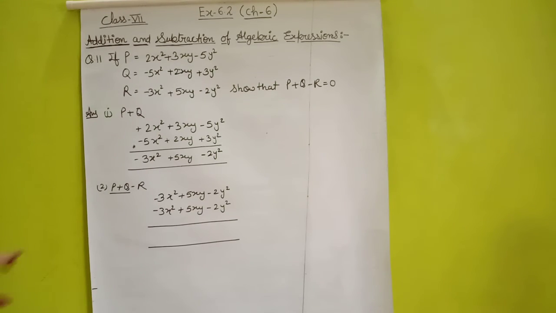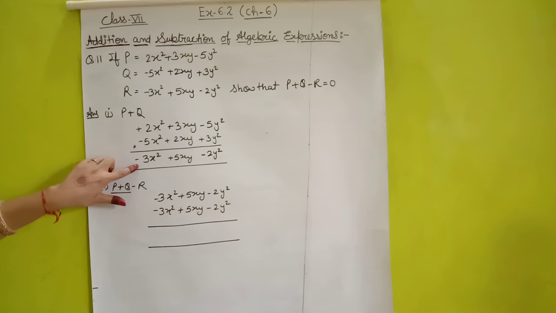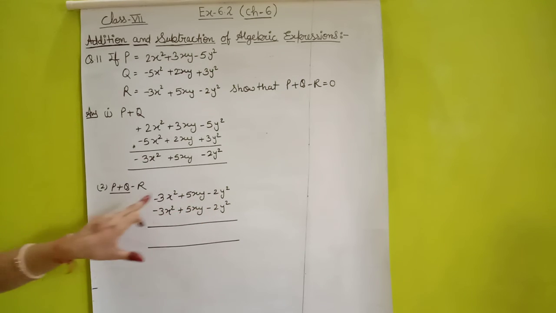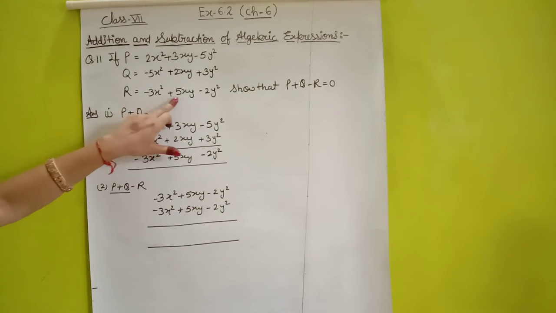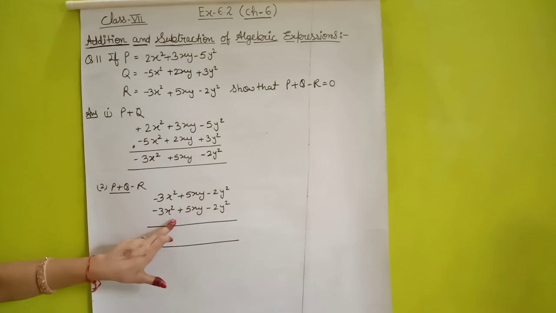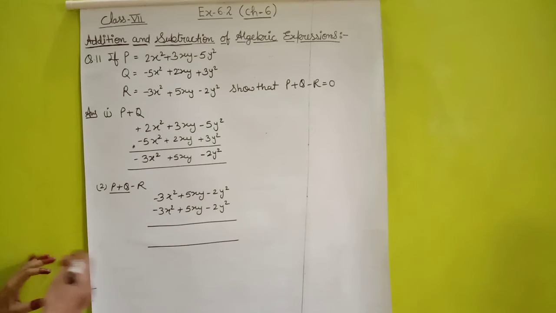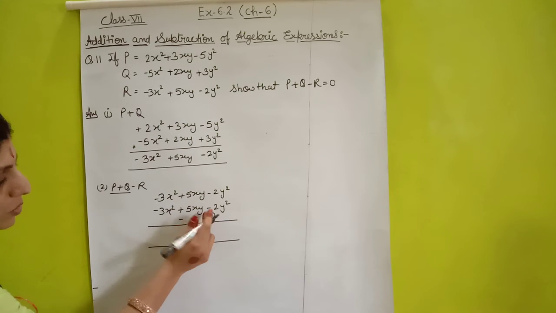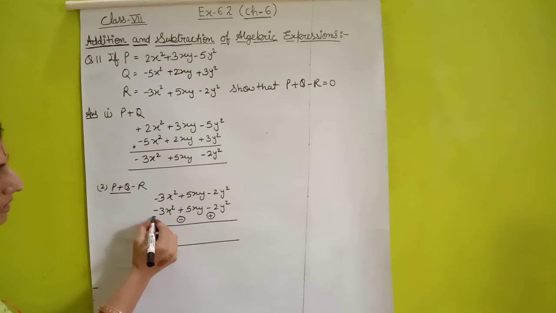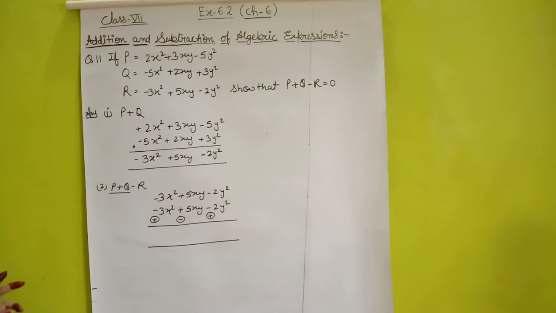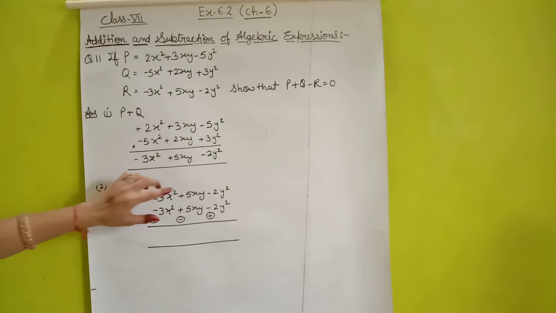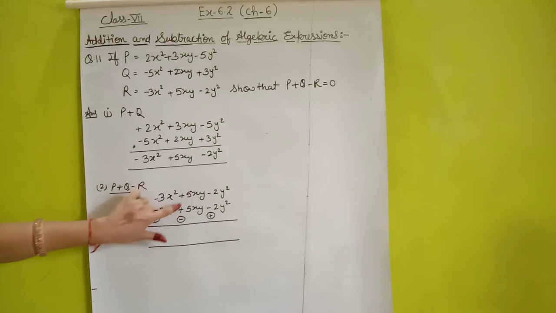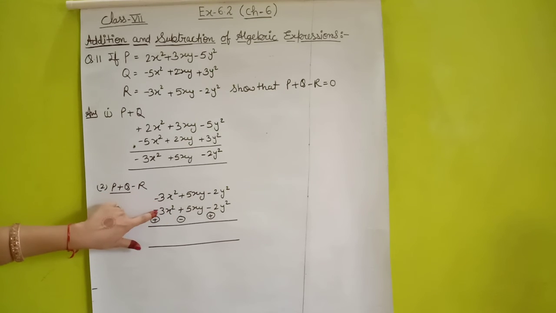Students, you can see here P plus Q value is minus 3x square plus 5xy minus 2y square. I have written it upside. Then the value of R, minus 3x square plus 5xy minus 2y square, I have written downside. Now in the subtraction, you know, we will change the signs. It will be minus, plus, minus, plus. Now students, one thing you can observe here. Minus 2y square, both are same. Plus 5xy, plus 5xy. Minus 3x square, minus 3x square.